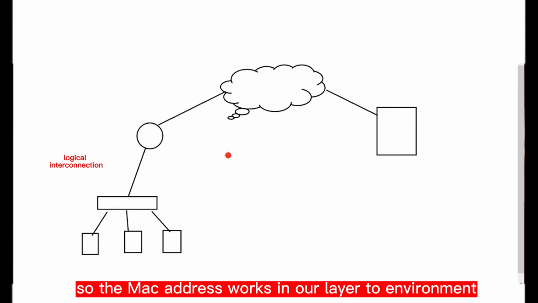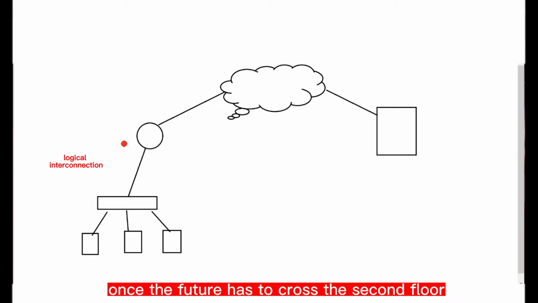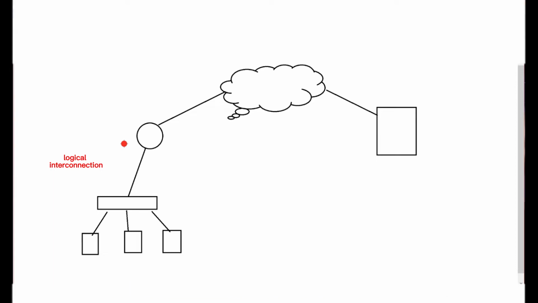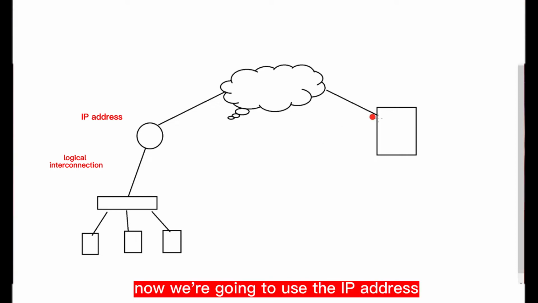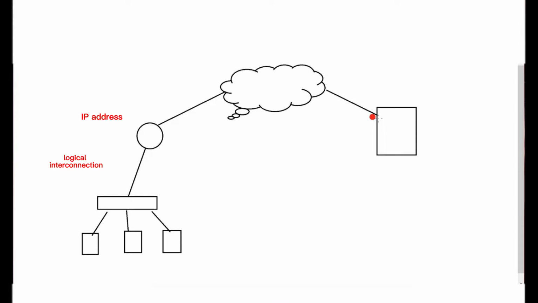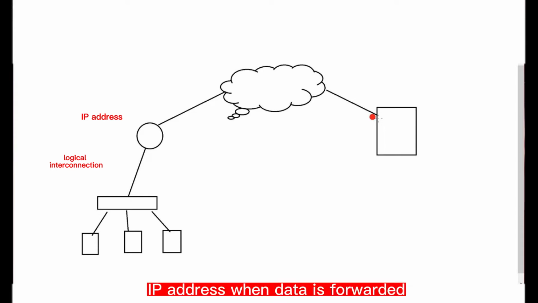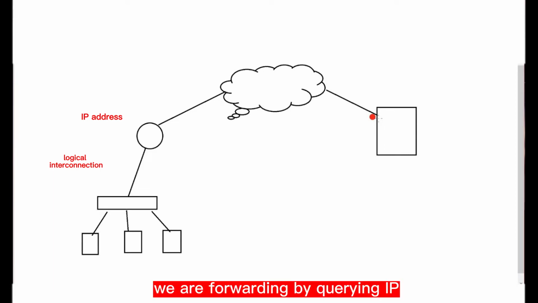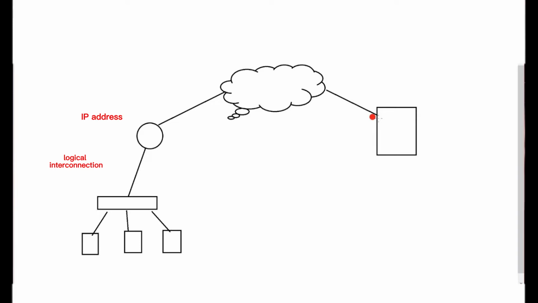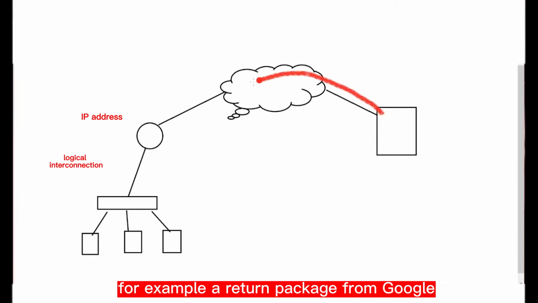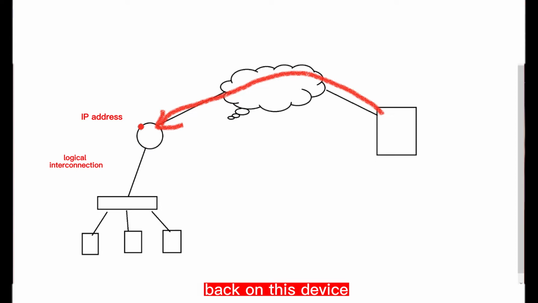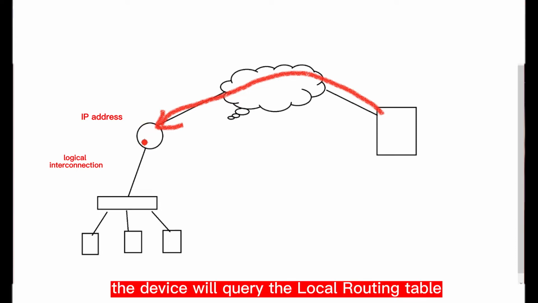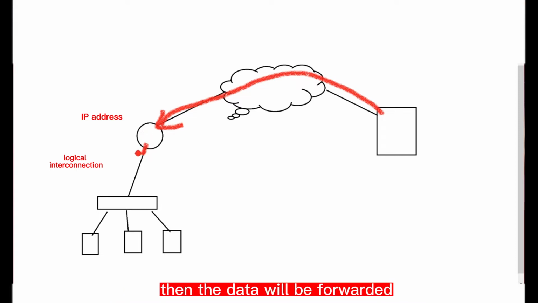So the MAC address works in our layer 2 environment. Once we have to cross layer 2 in the future, we have to jump out of this logical link. We can't use the MAC address; now we're going to use the IP address. That is, we have a new parameter: the IP address. When data is forwarded, we forward by querying the IP from one device to another. For example, a return packet from Google comes back to this device. The device will query the local routing table, also called the IP address forwarding table. Then the data will be forwarded.